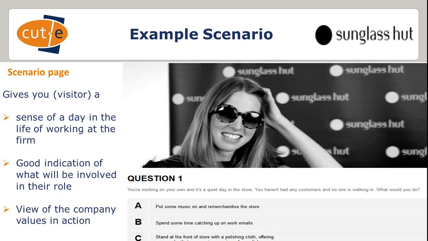Then it gives them, in the questionnaire, scenarios. And remember, these are anonymous visitors. We don't know who they are. We don't have their results. We're not judging them on this. This is purely for their own fun, entertainment, etc. But it also helps them self-sort and learn about your company and the job.